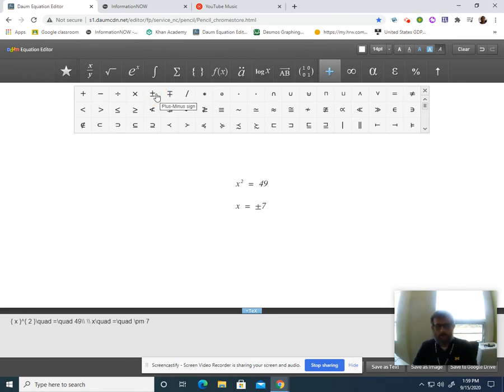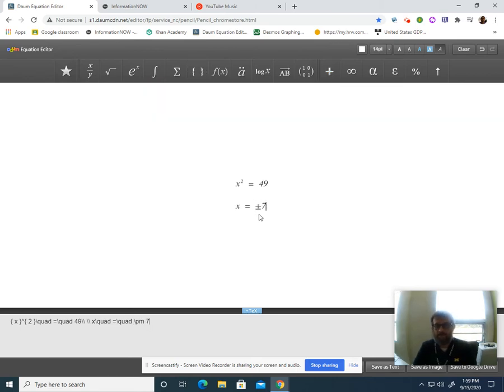Now, we write this with this little plus minus sign. Mathematicians are notoriously lazy. We don't want to write more than we need. So instead of writing x equals 7 and x equals negative 7, we just write x equals plus or minus 7. It means both of them are answers. And again, it's because 7 times 7 is 49, but also negative 7 times negative 7 is 49.